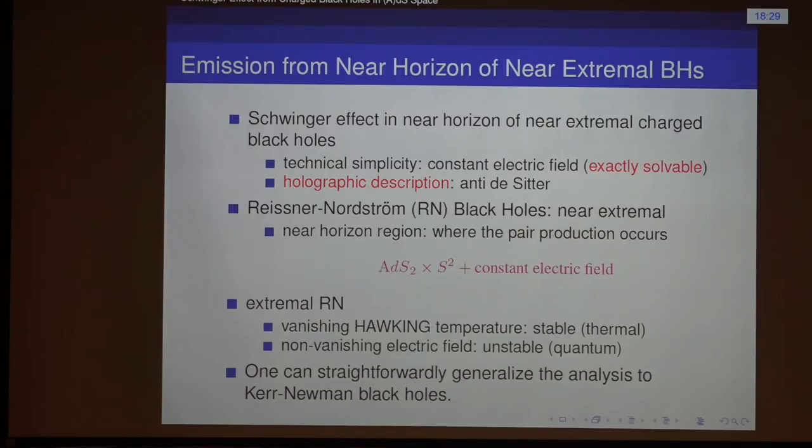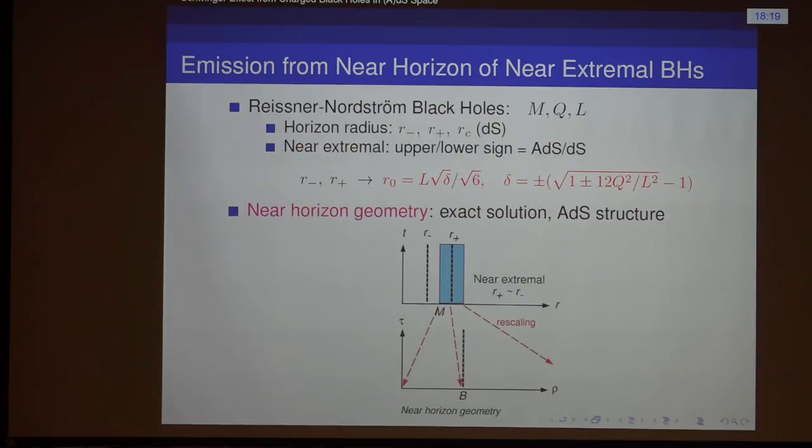Here, in this talk, I will focus only on the spherically symmetric case. This is much simpler, but the calculation can be generalized to the rotating black hole. So now let's go back to more detail about our analysis. We consider the Reissner-Nordström black hole with a cosmological constant. There is the mass of the black hole, the charge of the black hole, and this L is the radius of either anti-de Sitter or de Sitter space, depending on whether the cosmological constant is negative or positive.